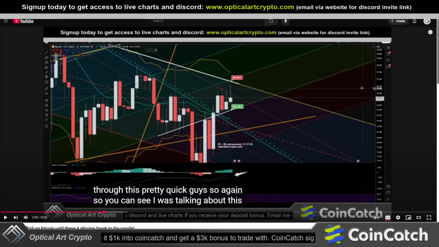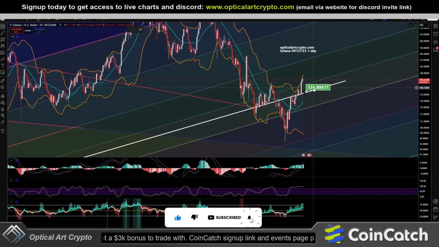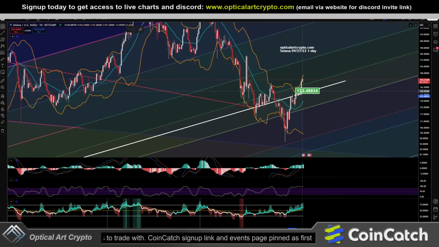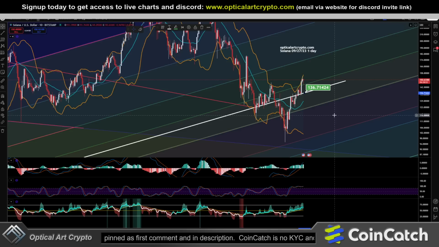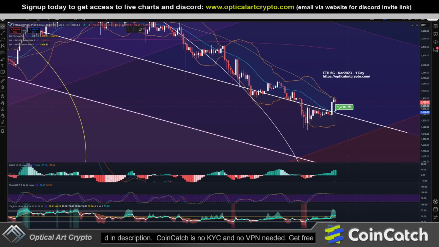But I did mention in that video about altcoins. So Solana, I said if you see Solana break above, this was a key support and resistance level. If you see Solana break above 136.71, which we did, that would be bullish not only for Solana, but bullish for Bitcoin. So pay attention to Ethereum. If we break above this key level at 1,600, that would be bullish for Bitcoin. We did.